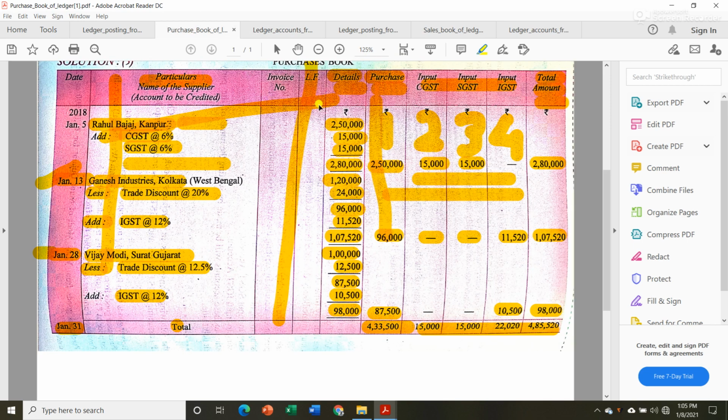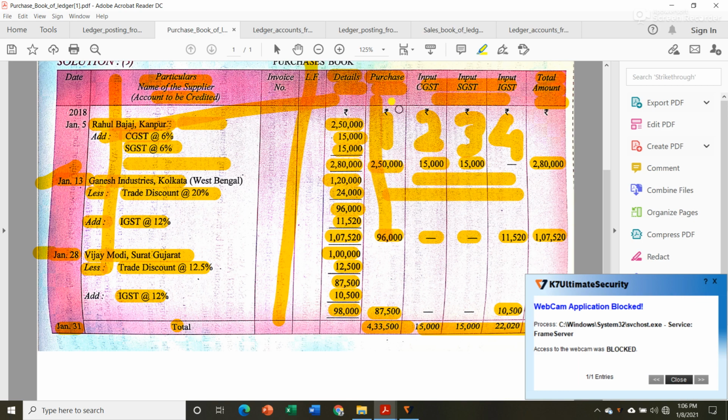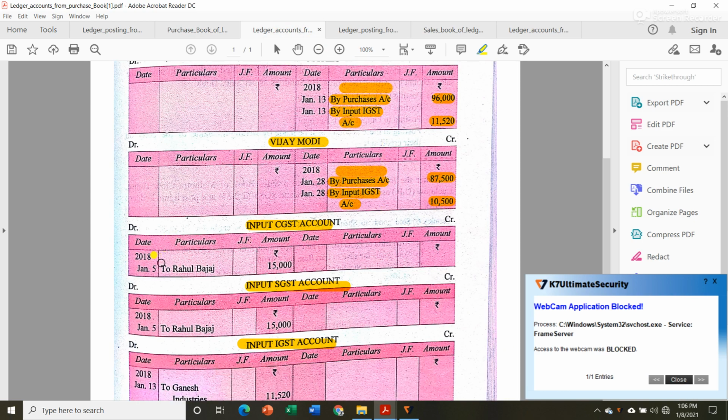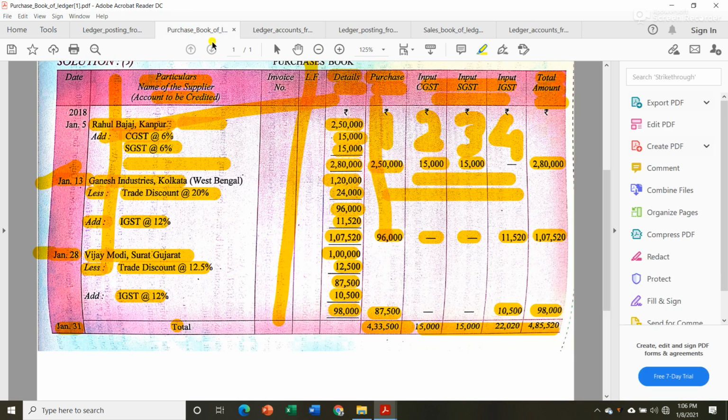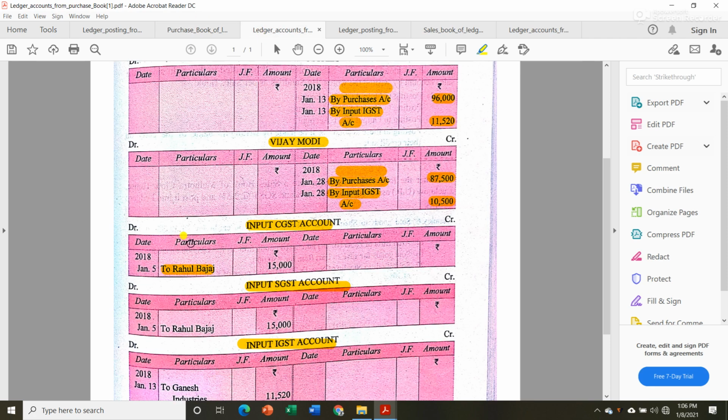Okay, now since we have already divided this purchase book into two parts, first part is debit and second part is credit. Okay, so this input CGST amount of 15,000 is appearing on the credit side of our purchase book. So that means in ledger we will write it in debit side. And the first CGST amount is appearing 15,000. It is related with which company or which business? Rahul Bajaj. So we will write in here to Rahul Bajaj, because we know on debit side we are supposed to write 'to'. Okay, to Rahul Bajaj amount will be 15,000.